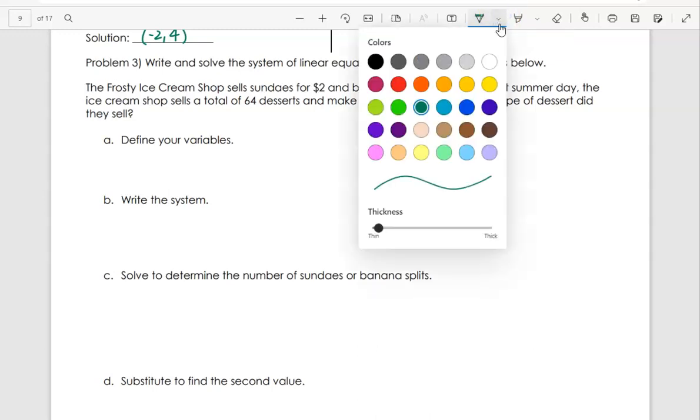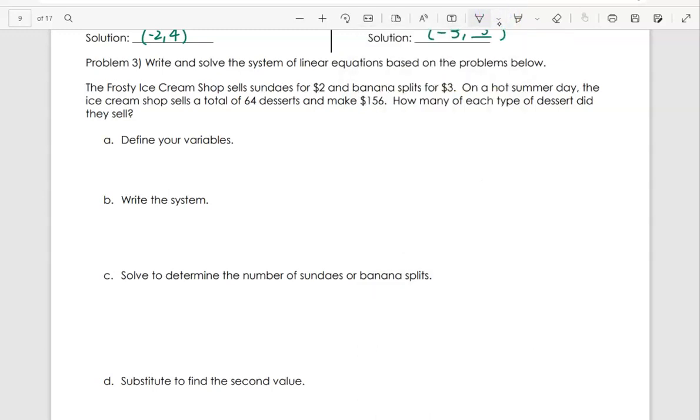Okay guys, so this is the last video that we are going to have to watch for section 4.2. Section 4.2 is when we're solving systems of linear equations by substitution. This video is just about a word problem, okay? And this problem 3, it's still in the same notes, just the very last one.